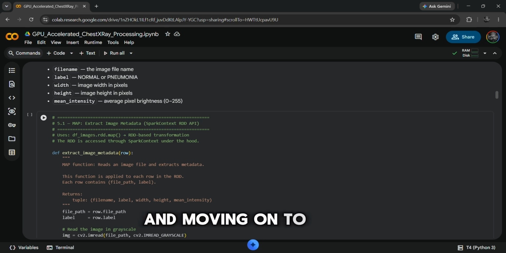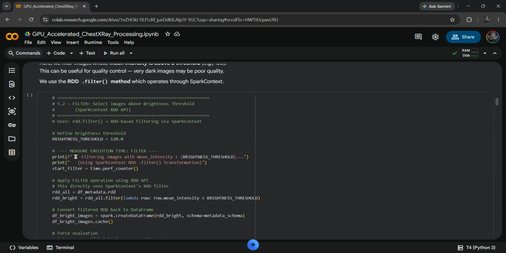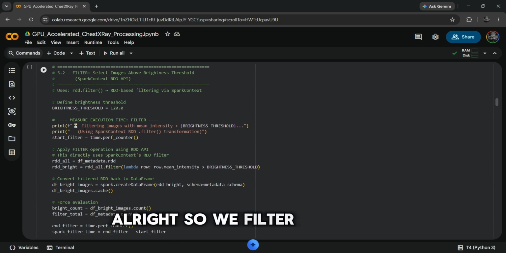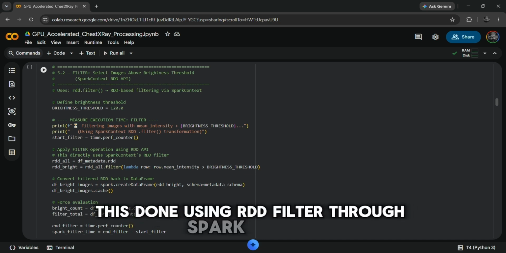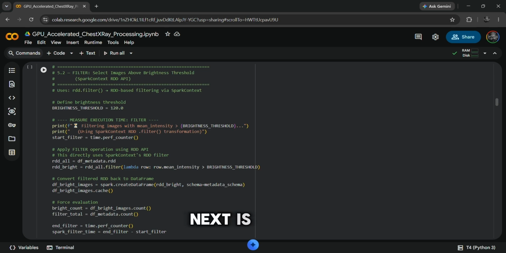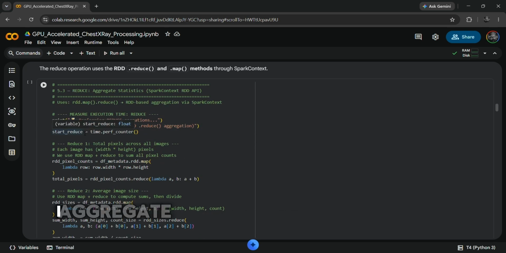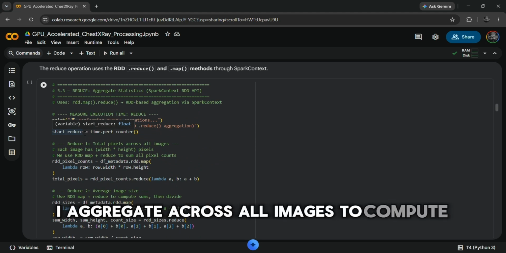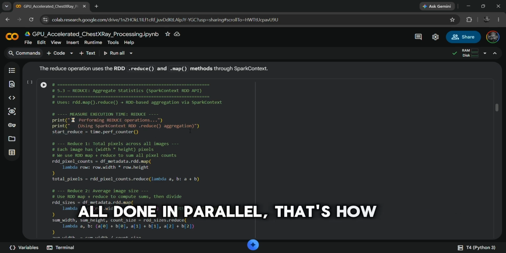And moving on to filter. Alright, so I filter out images whose mean brightness is below a threshold. This is done using RDD filter through a Spark context. Next is reduce. Alright, so I aggregate across all images to compute total pixels, average image size, and average brightness, all done in parallel. That's how I use reduce.